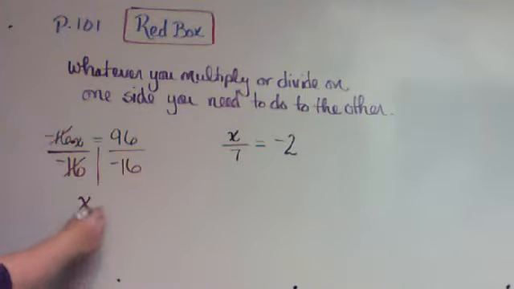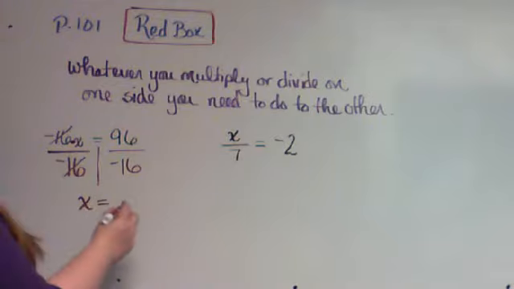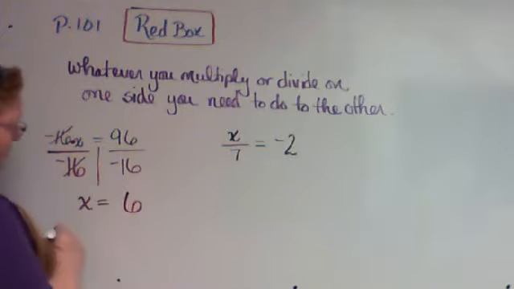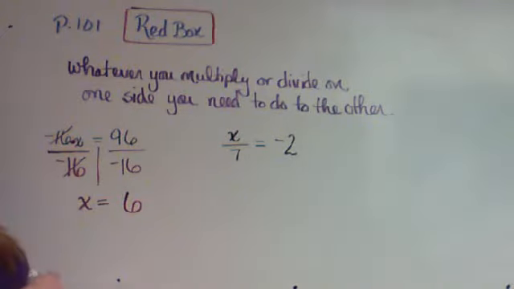So I can just write x is equal to 16 goes into 96 a lot of times. Grab a calculator, find out how many. Okay. So you said it goes in there 6 times. Positive or negative?